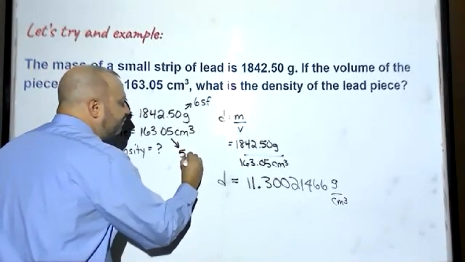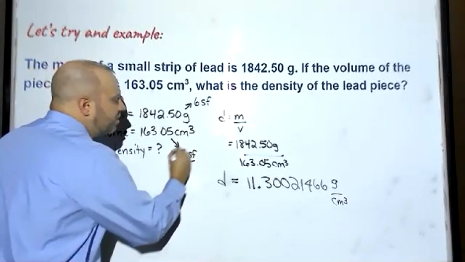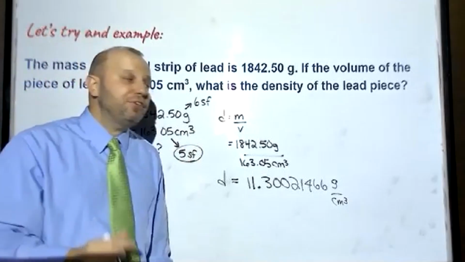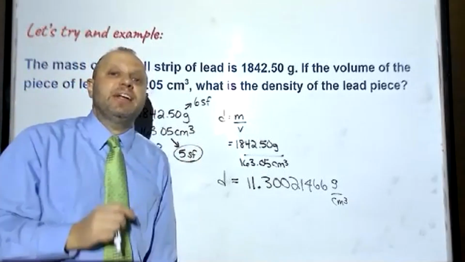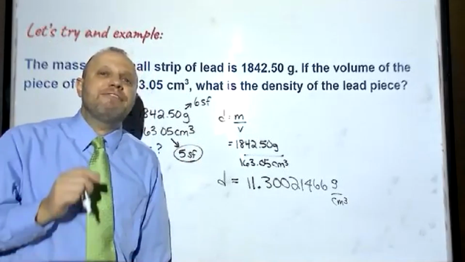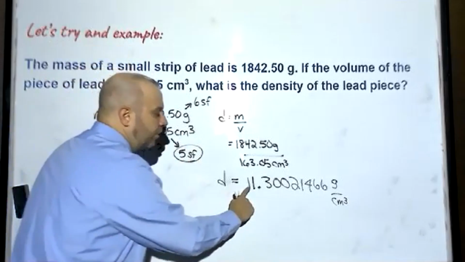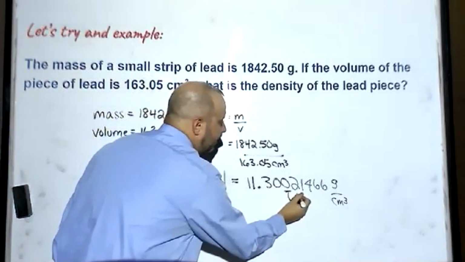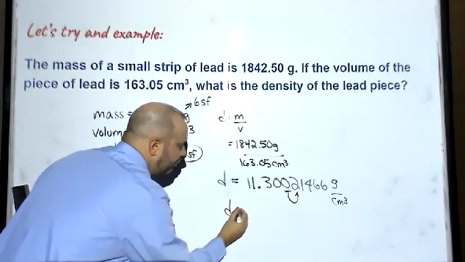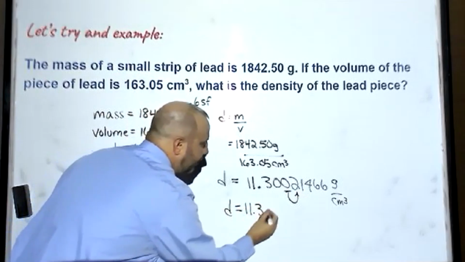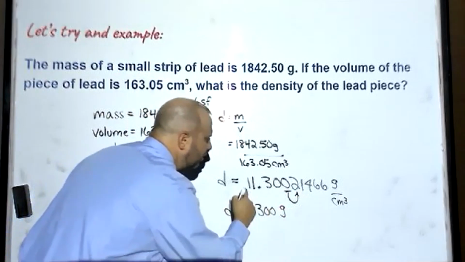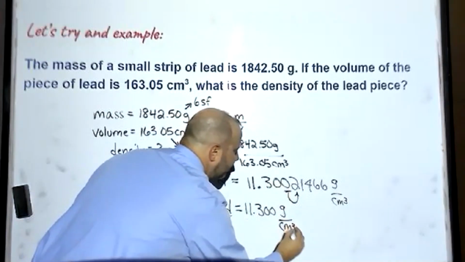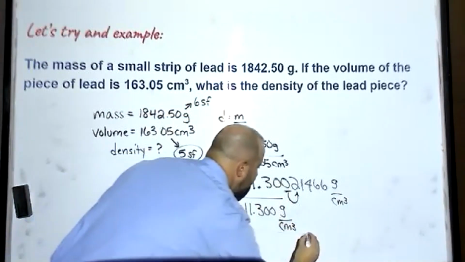Hopefully you said 5. So we go with whichever one has fewer significant figures. In our final answer, we're allowed to keep 5 significant figures. So 1, 2, 3, 4, 5. This is the last one that I can keep. I look behind it. It's just a 2. So my final answer is going to be 11.300 grams over centimeters cubed.